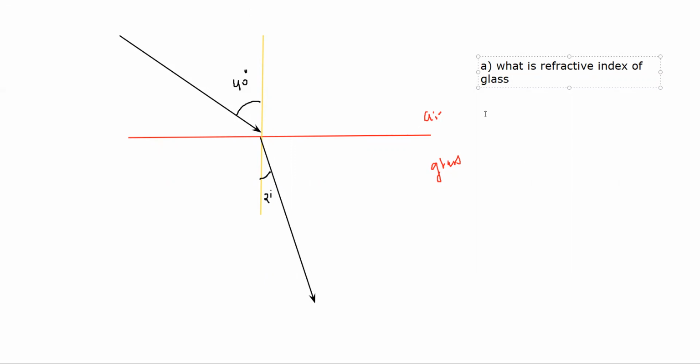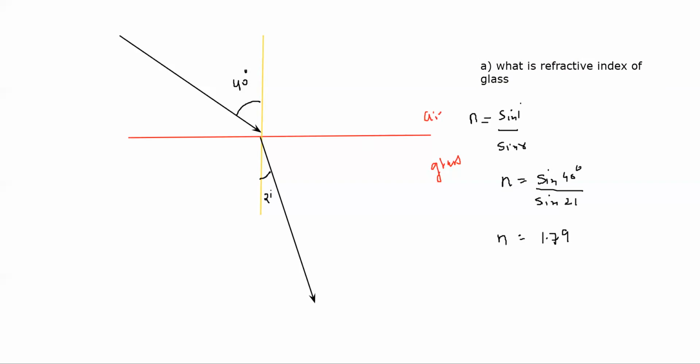Because it's moving from air to glass, the refractive index is equal to sine i divided by sine r. So in this case, the refractive index is sine 40 divided by sine 21. That gives 1.79. Because it does not have any unit, it is the tendency of a medium to bend the light. 1.79, or you can round off to 1.8.